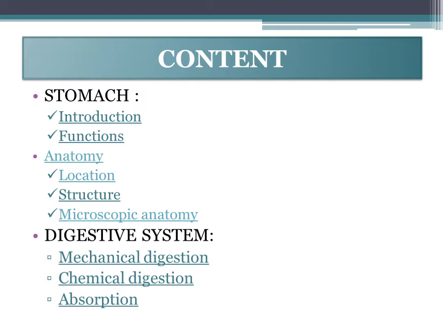So for the content in this presentation, we will first look at the introduction and the main functions of the stomach. Next, we will also look in detail into the anatomy of the stomach, which are the location of this organ in the body, the structure and layers in the stomach, and also the microscopic anatomy. For the digestive process that happens in this organ, there are two types of digestion, which we will look at in detail later, which are mechanical digestion and chemical digestion. Also, the last step of digestion in the stomach is absorption.